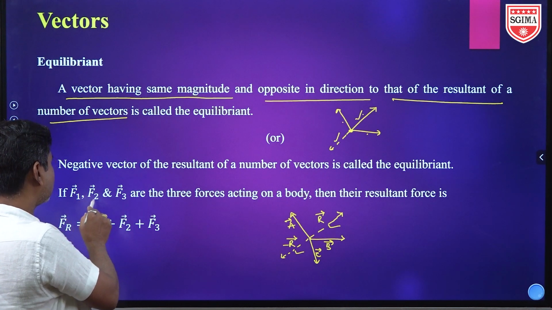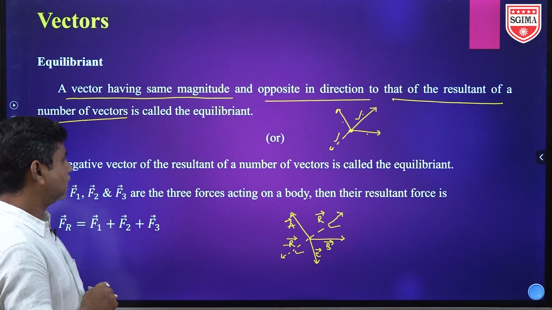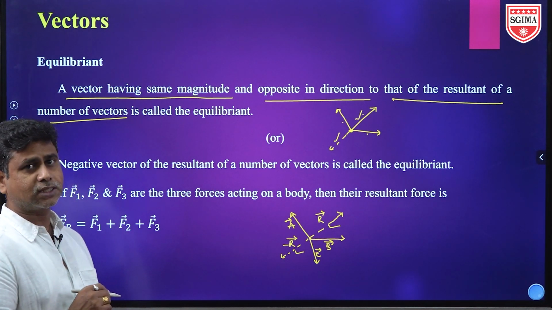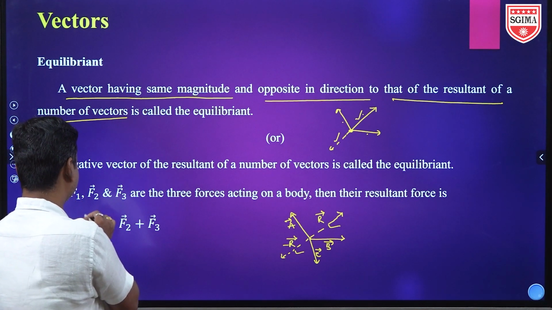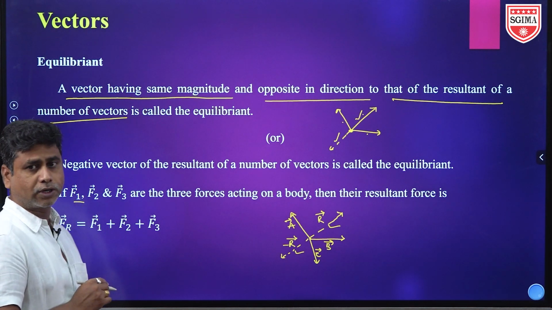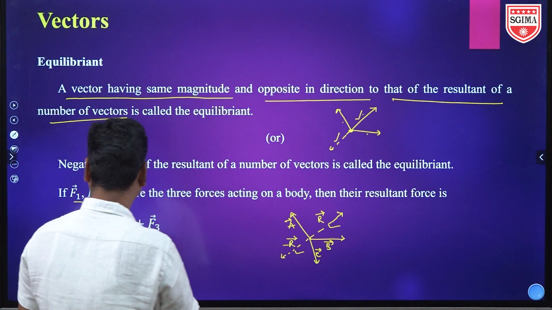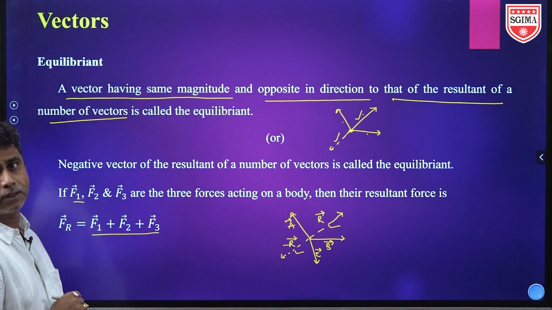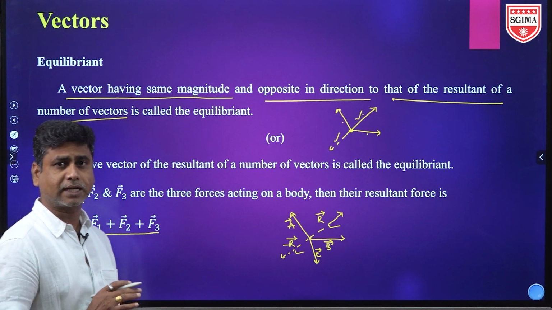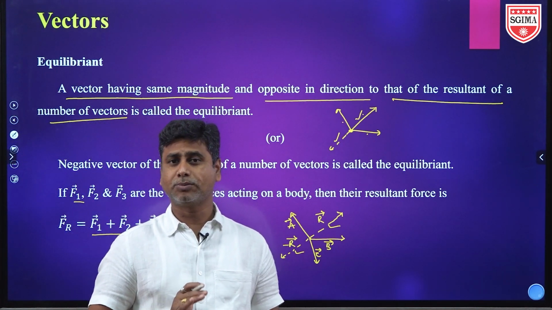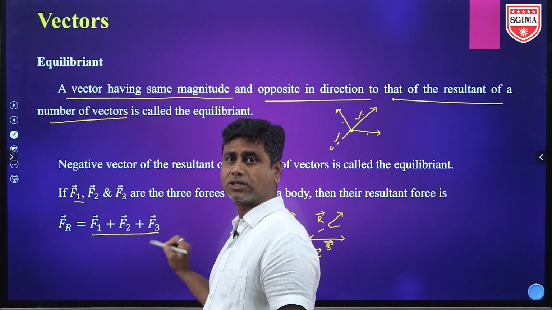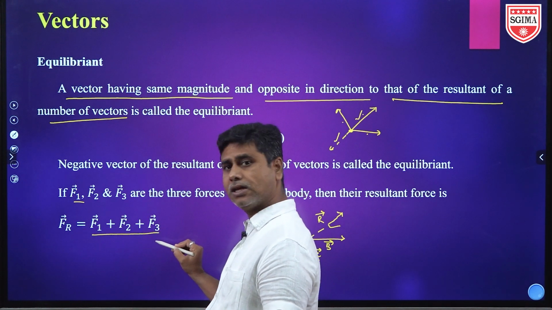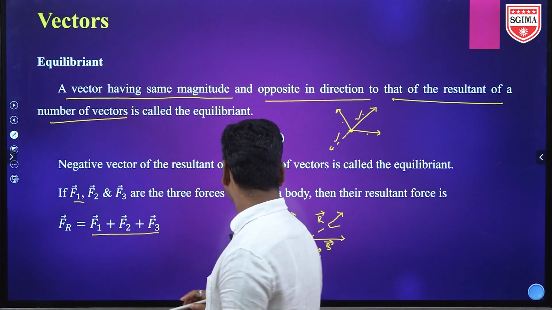If F1 bar, F2 bar and F3 bar are the 3 forces acting on a body, then what is the resultant force here? Force is a vector quantity. So the resultant force can be written as the vector sum of the forces acting on a body. It is not an algebraic sum, it is a vector sum. So the resultant force is F1 bar plus F2 bar plus F3 bar.